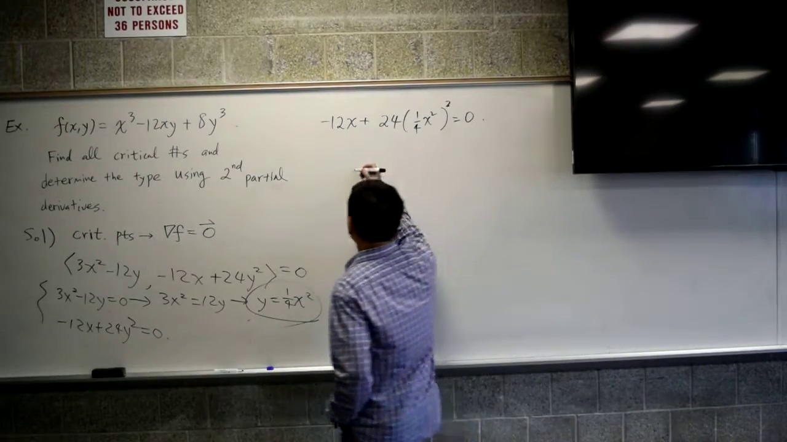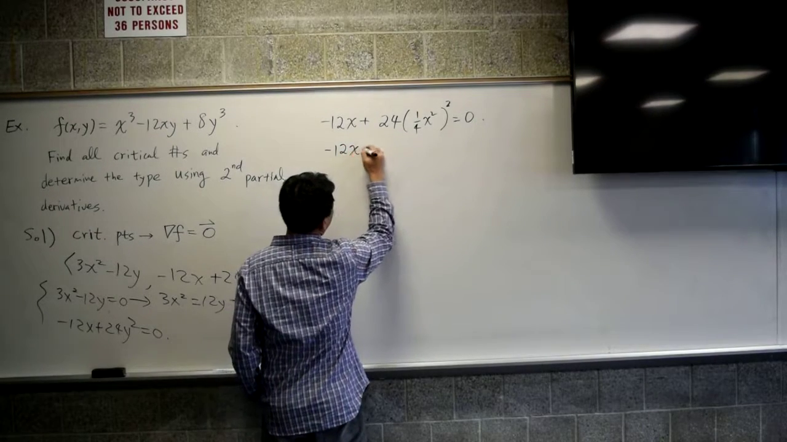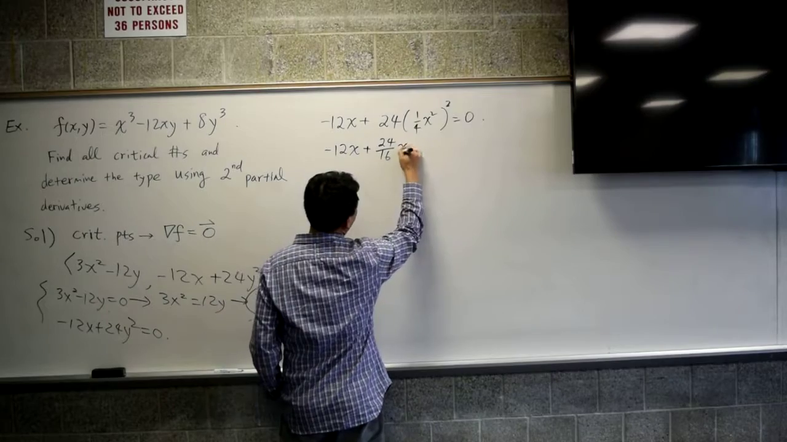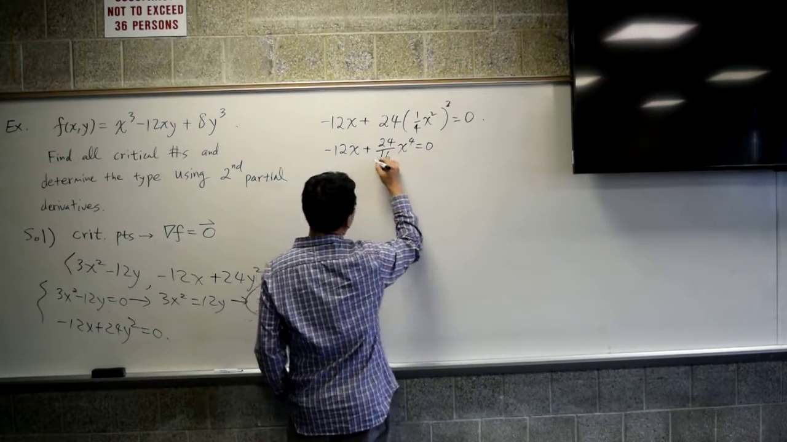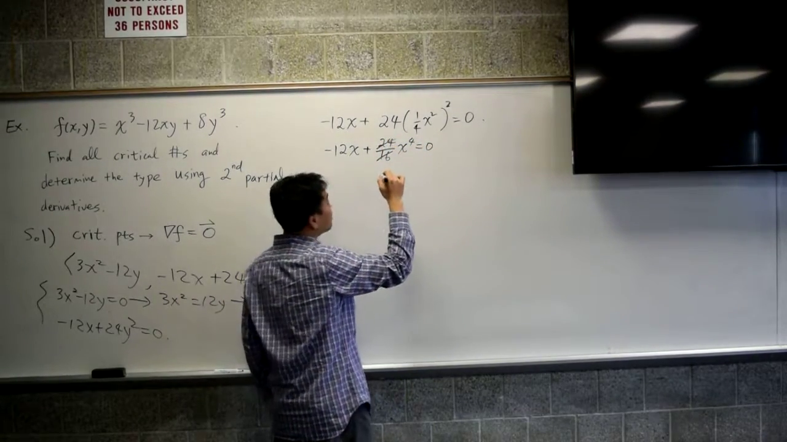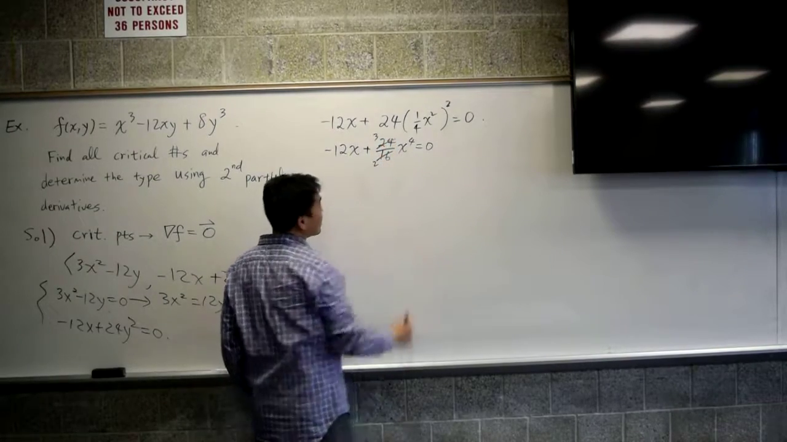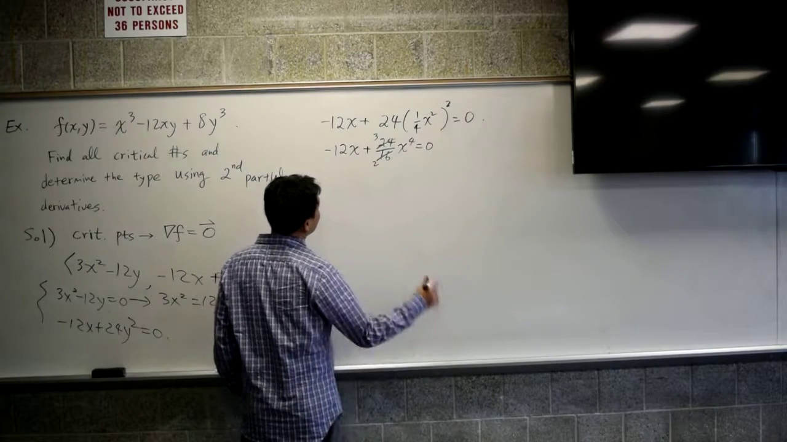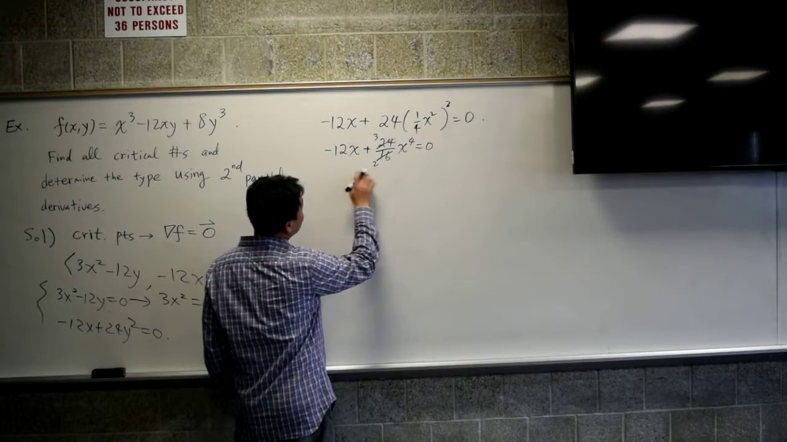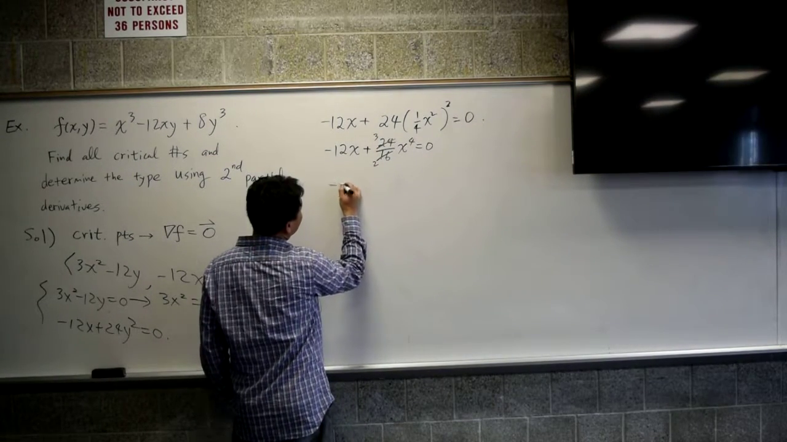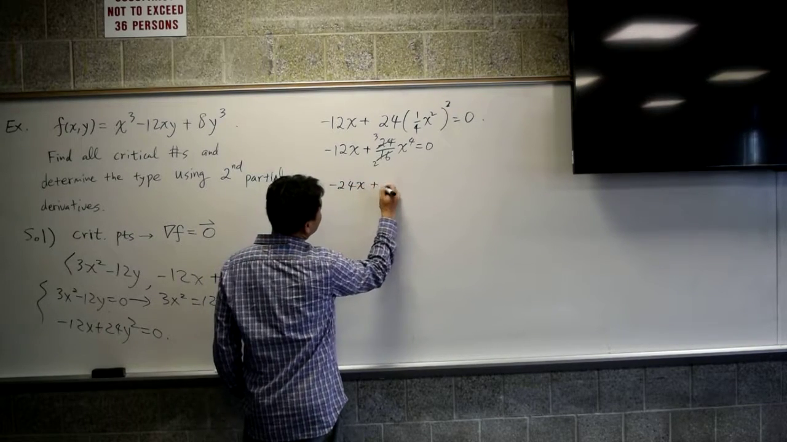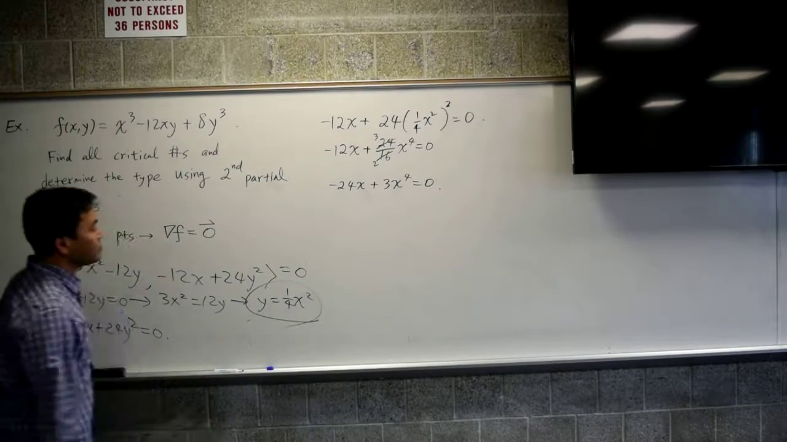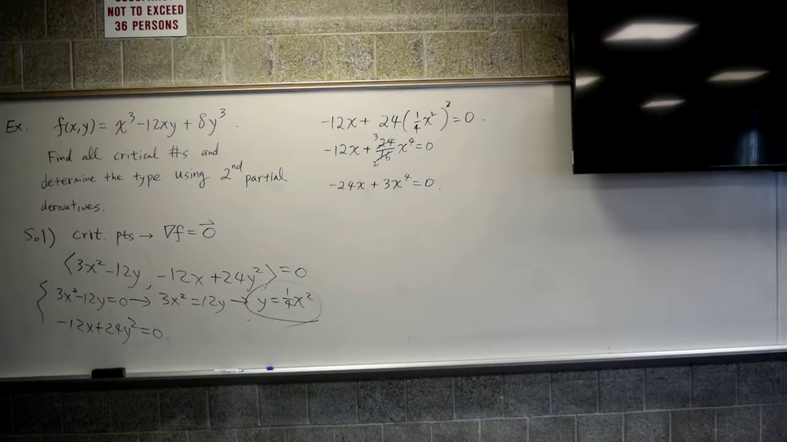Okay, now let's see what it becomes. Negative 12x. 4 squared is 16, so you have 24 over 16, x to the 4th, equal to 0. They're both divisible by 8, so it's 3 over 2. 24 is 8 times 3, and 16 is 8 times 2. And then if I multiply by 2, I get negative 24x plus 3x to the 4th equal to 0. So that's what we have so far.